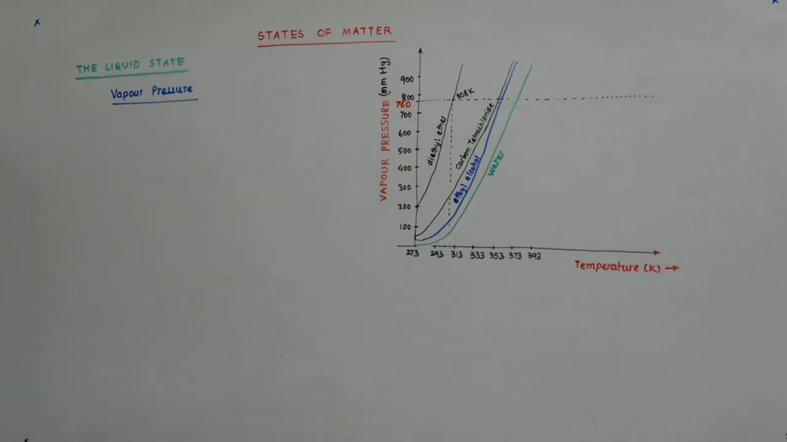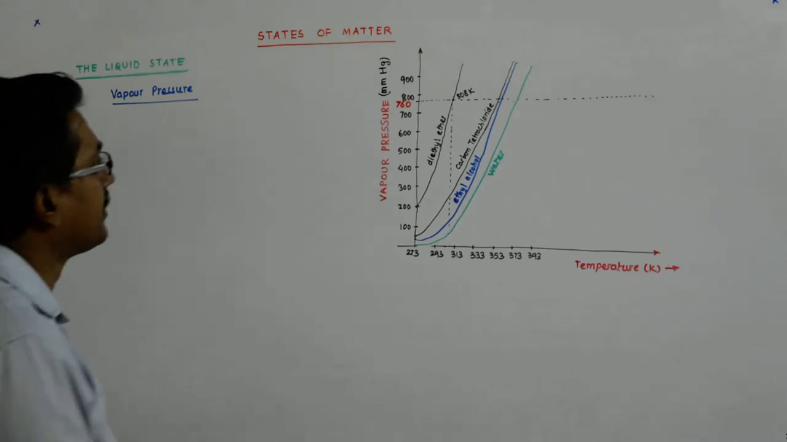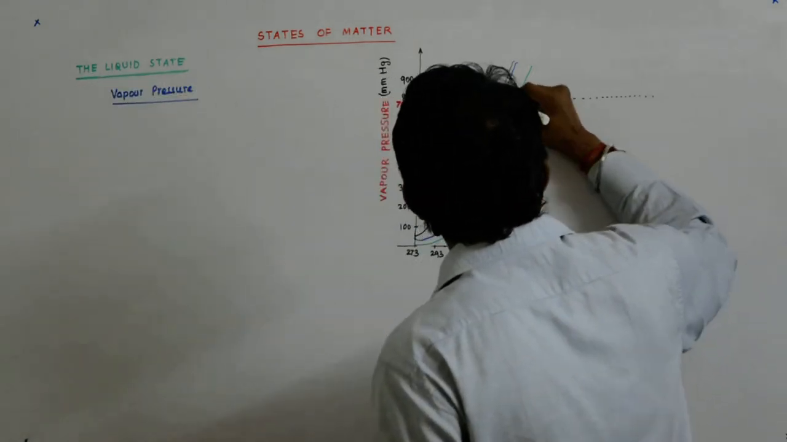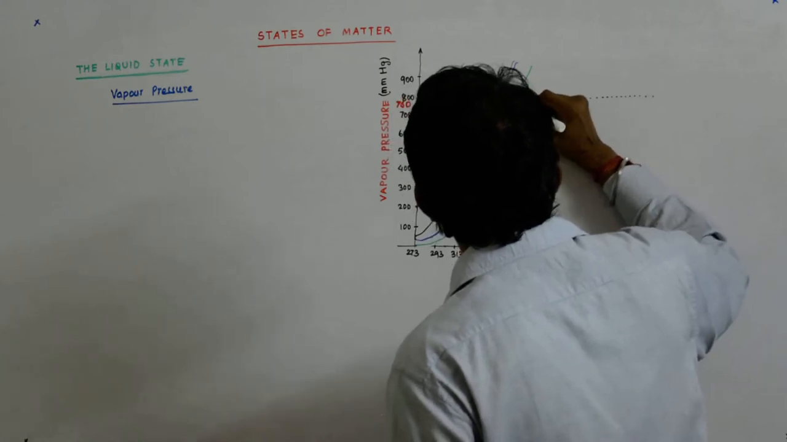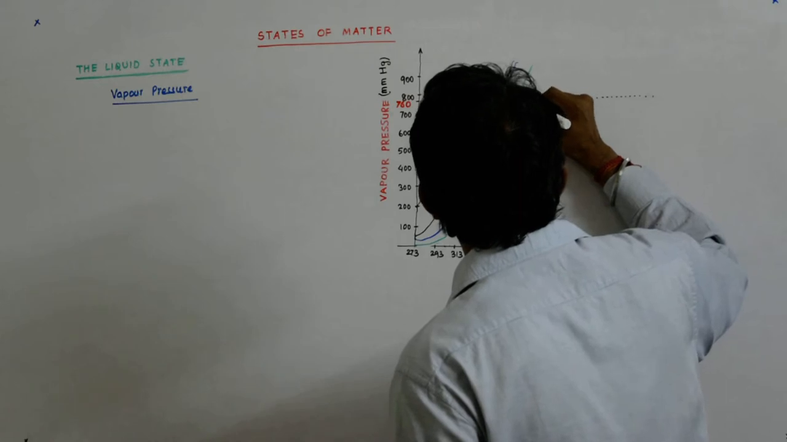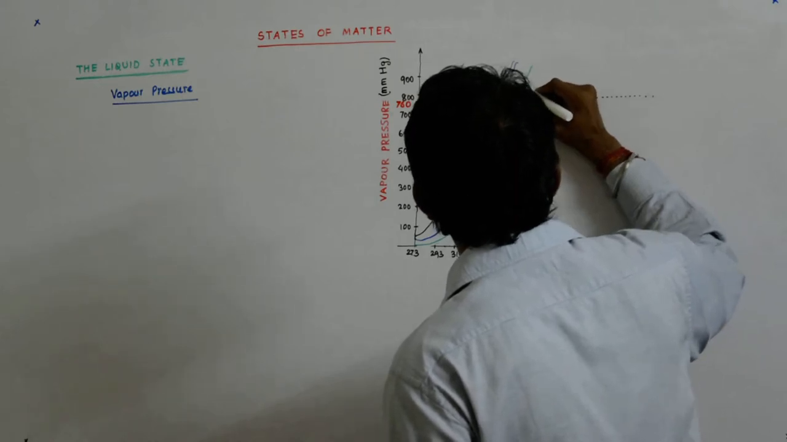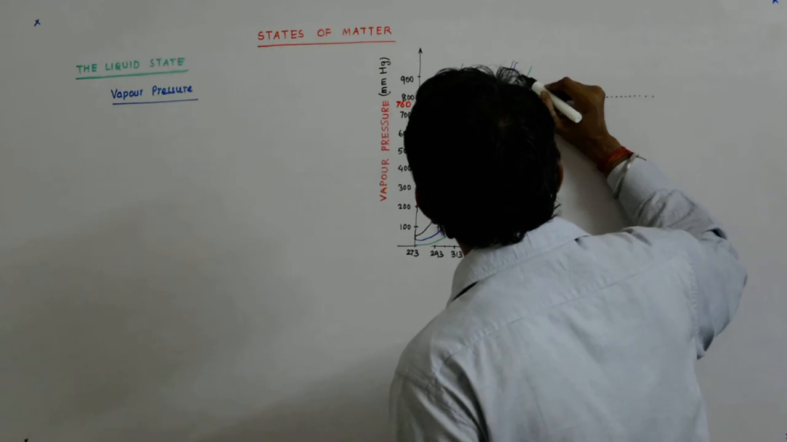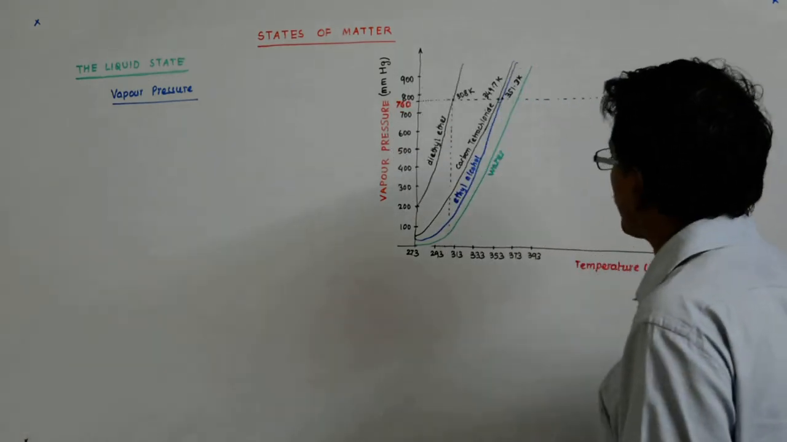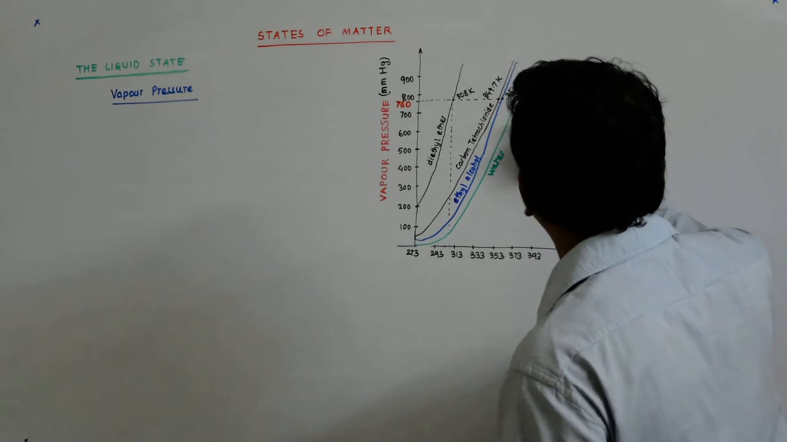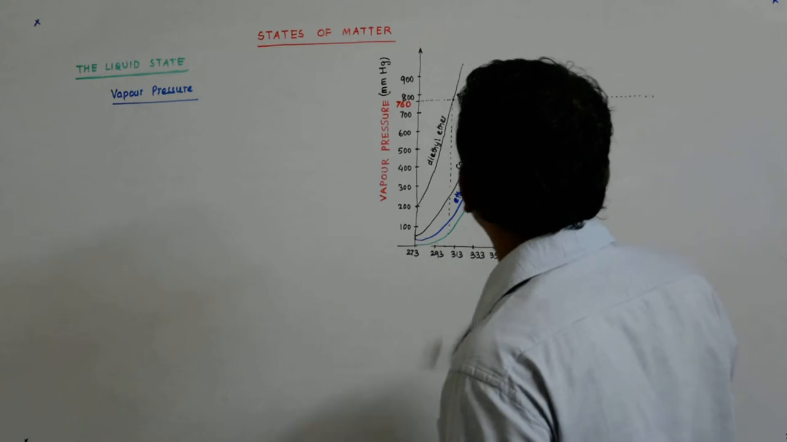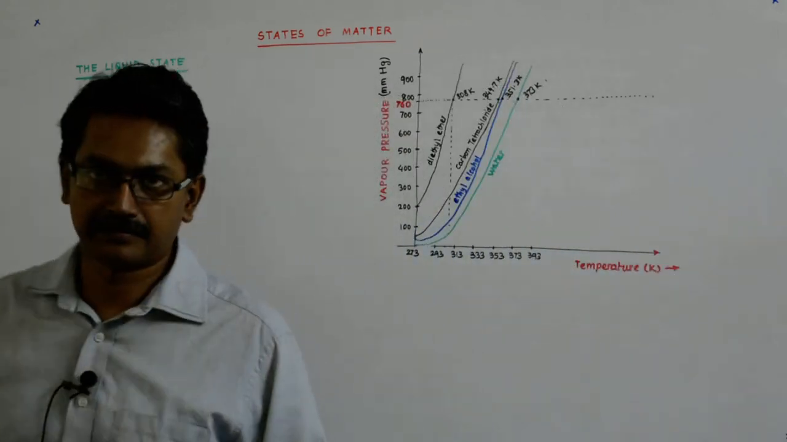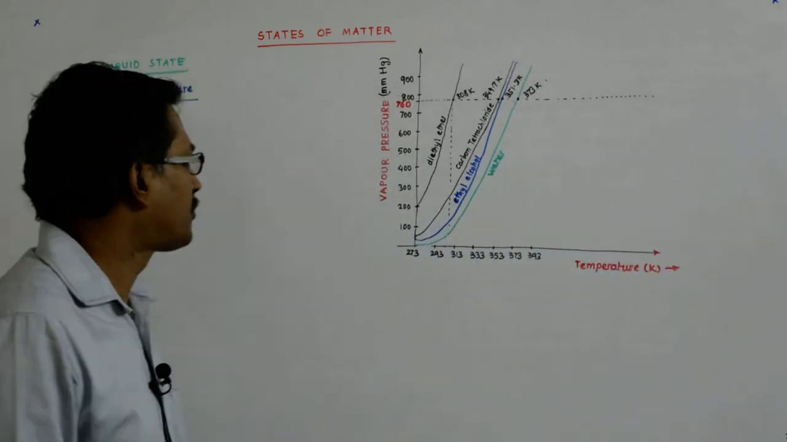In comparison to this, we have carbon tetrachloride reaching here at 349.7K, and ethyl alcohol reaching 760 mmHg at 351.3K, and this water reaching it at 373K.